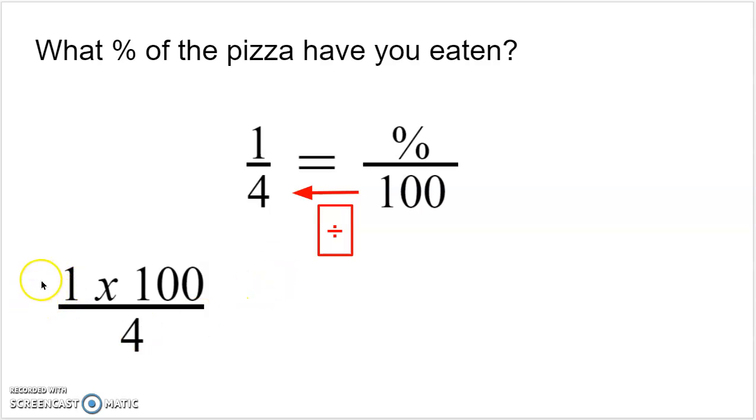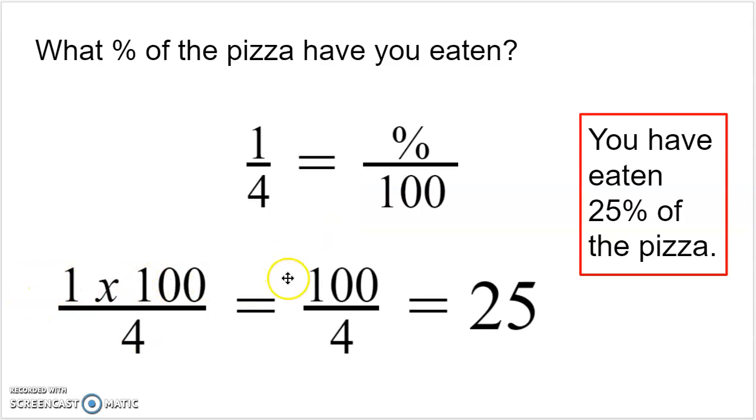Then I'm just going to do the math. 1 times 100 is 100. 100 divided by 4 is 25. And so you've eaten 25% of the pizza, which I know you knew already without doing the calculations.